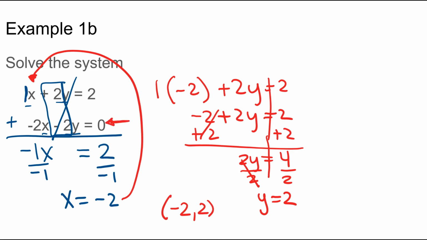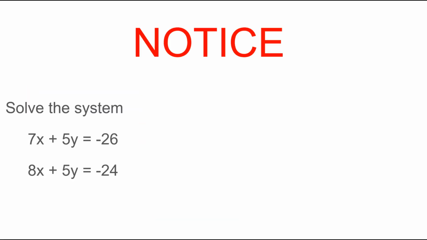You can check it in that other equation. -2 times -2 minus 2 times 2. Do we get 0? Nice. Okay, let's take a look here. You see the word notice in really big letters. So what are we looking for? All right, let's just see if we can do the same thing.